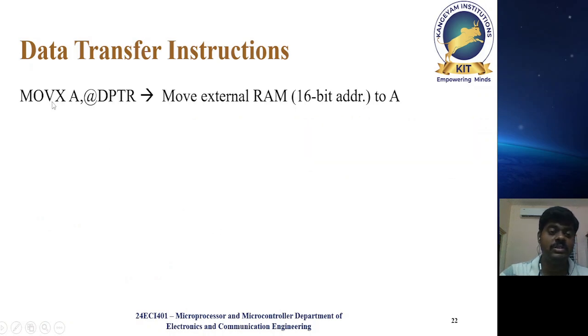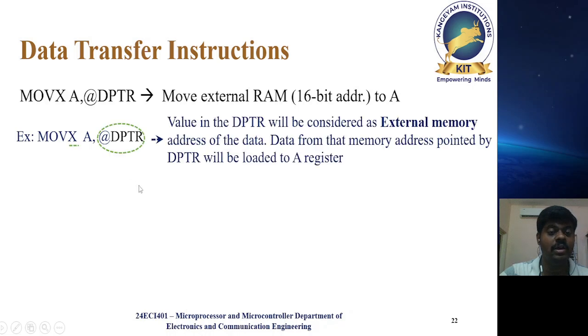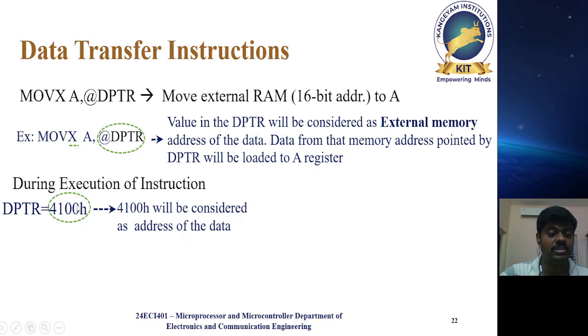Another one is MOVX A comma at of DPTR. This is also dealing with an external memory location. The only thing is that the previous instruction deals with an 8-bit memory address, while this instruction deals with a 16-bit memory address. So DPTR will be utilized for holding the 16-bit external memory address of the data.